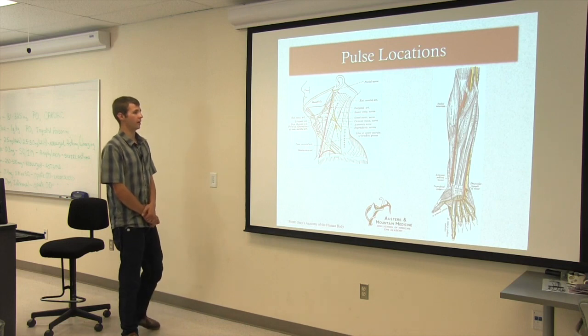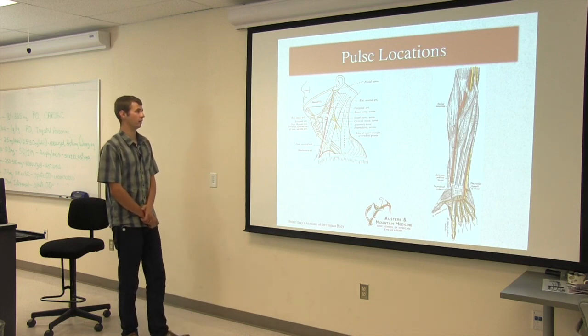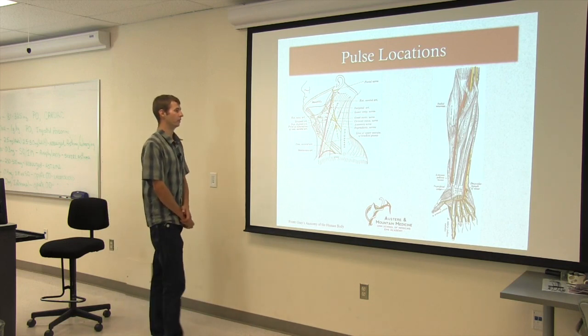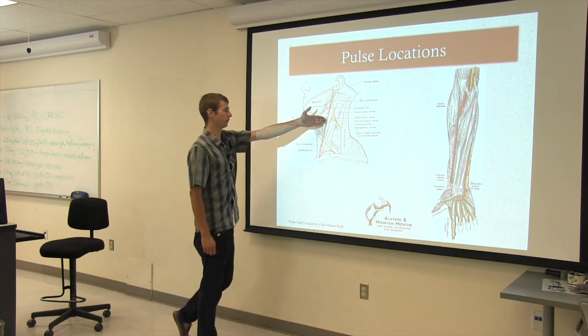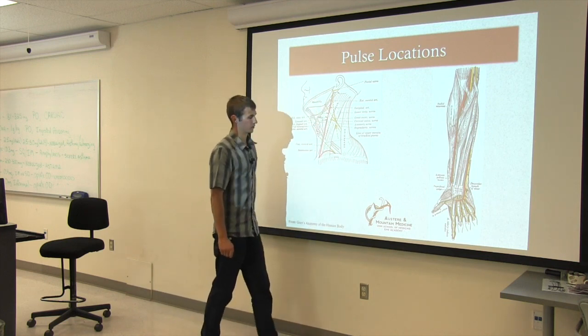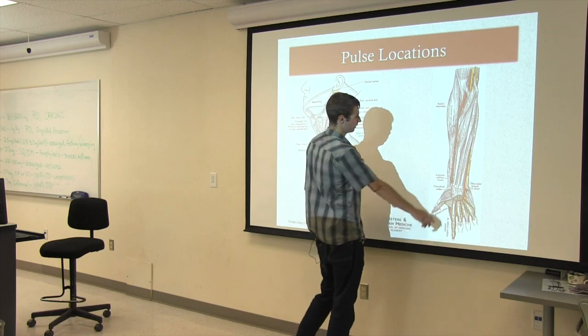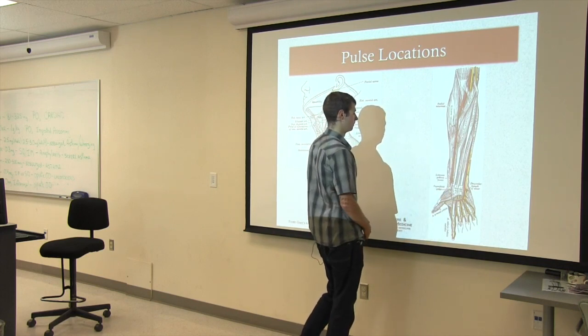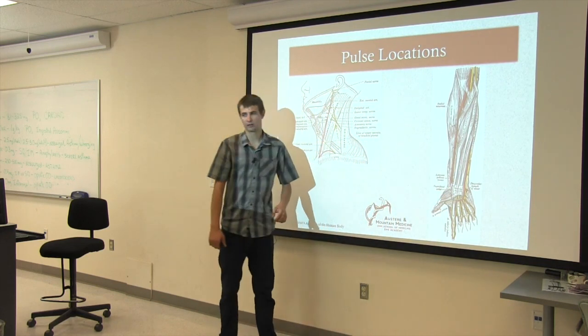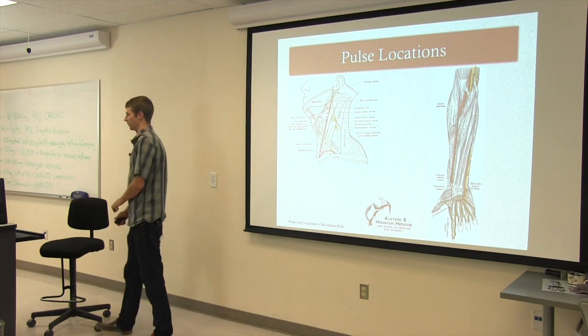Here again is a diagram showing the different locations of our pulses. We can check the carotid artery right along the neck, and we can also check along the radius down here in the forearm. Again, we'll practice that in our lab session.